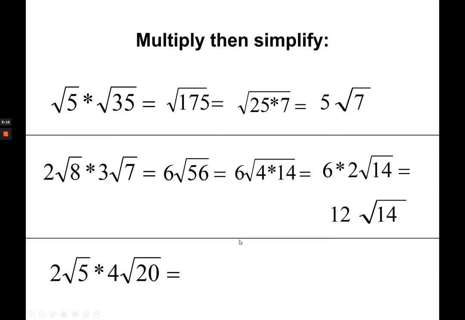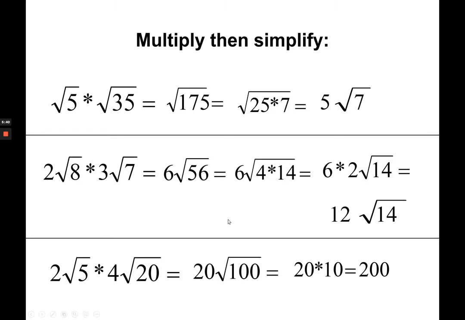Let's have some more. Here you have 2 times the square root of 5 times 4 times the square root of 20. 2 times 4 is 8. 5 times 20 is 100, but it's a square root of 100. But 100 is a perfect square, 10 times 10. Therefore, it's 8 times 10, which is 80. That's it. That's how you simplify. It's supposed to be easy.